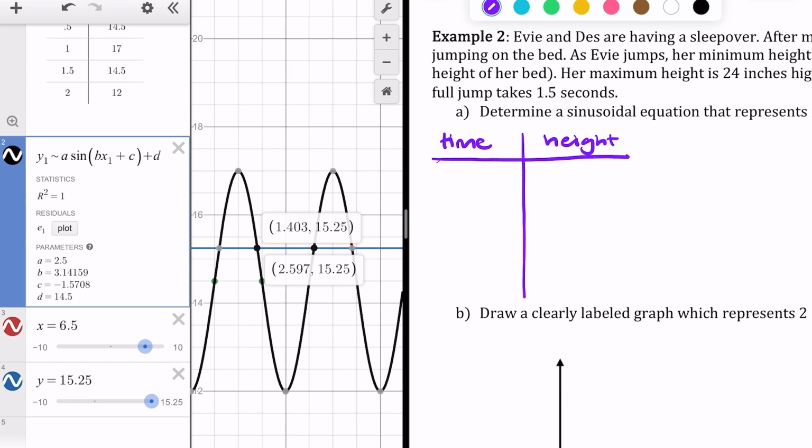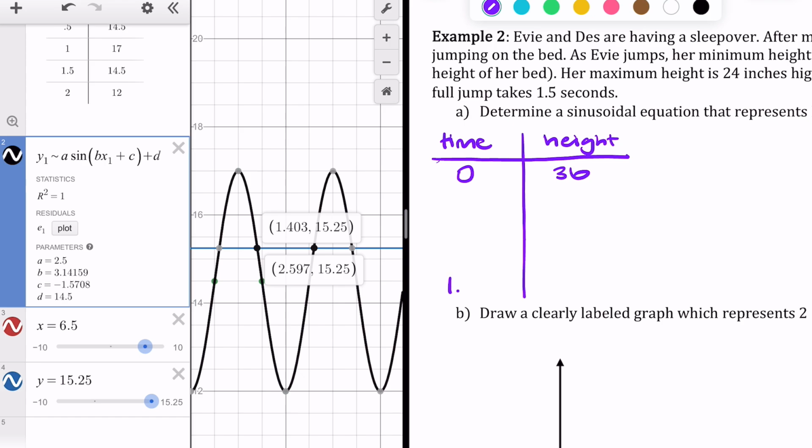My height is in inches, my time is in seconds. And if you've ever jumped before, we know that when you originate your first jump, you are starting on whatever surface you are starting to jump on. No one starts a jump mid-height. So at time equal to 0, Evie is at her minimum height, and her minimum height is 36 because that's how tall her bed is off the floor.